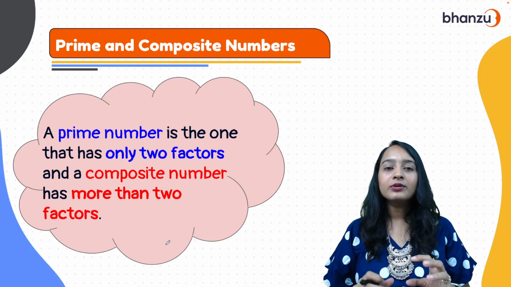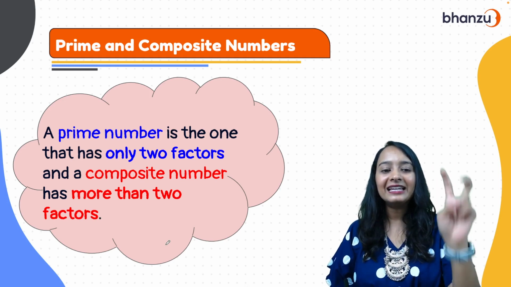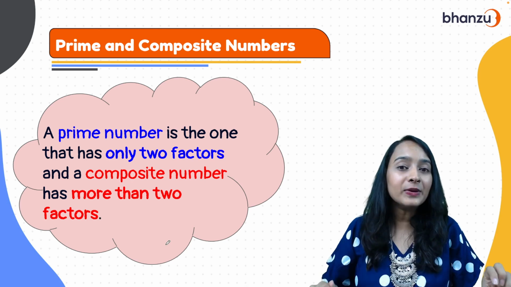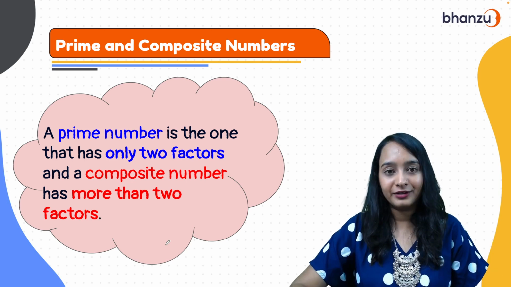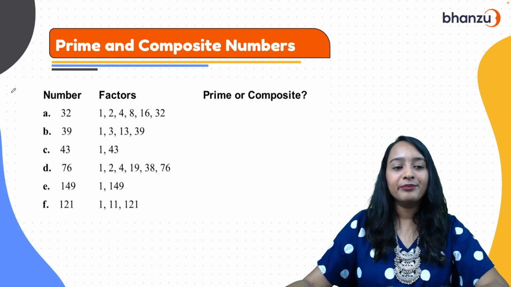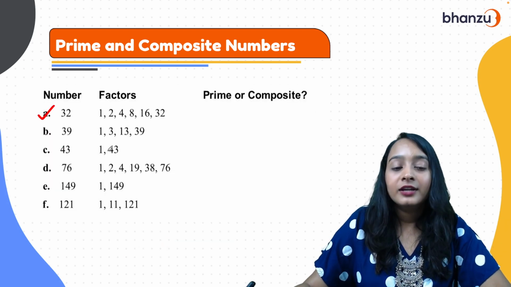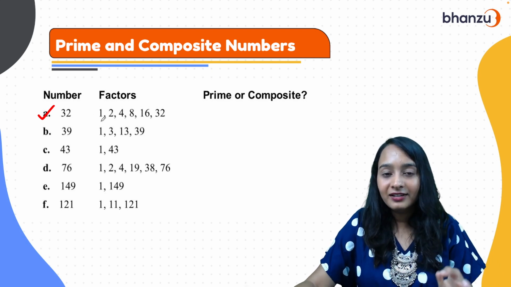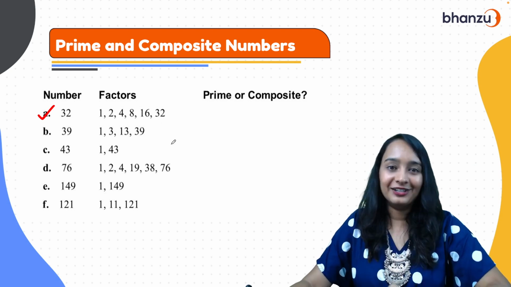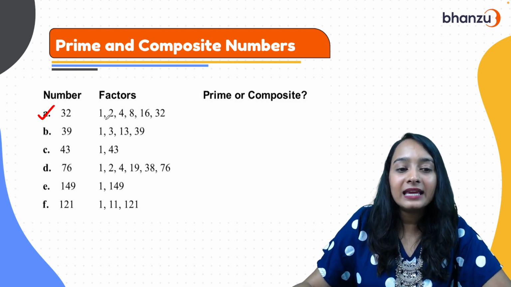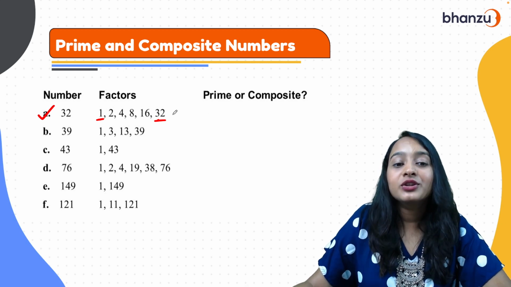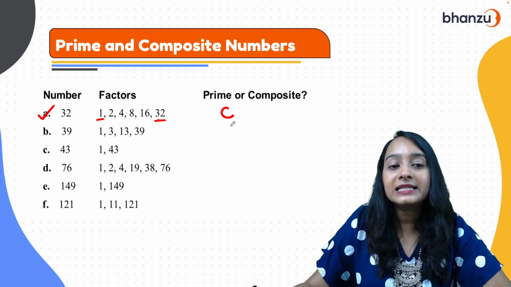Prime numbers are numbers with exactly 2 factors, 1 and the number itself. Composite numbers have more than 2 factors. Apart from 1 and the number itself, they have more factors. For example, let's talk about the number 32. What are the factors of 32? 1, 2, 4, 8, 16 and 32. So as you can see, apart from 1 and the number itself, there are other factors also. So this number is a composite number.